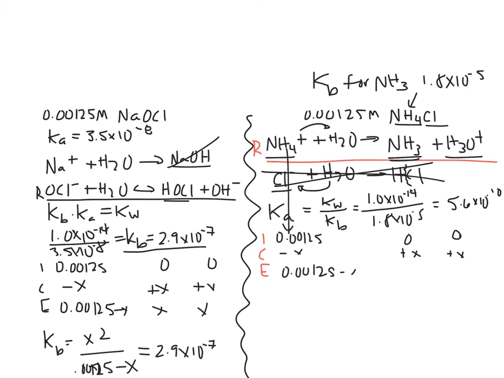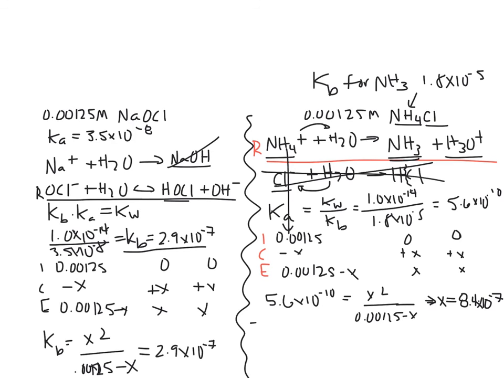So we have the same setup as before. So we should be able to set that equal to our Ka. 5.6 times 10 to the negative 10 is going to equal x squared over the quantity 0.00125 minus x. So solve for x and we get 8.4 times 10 to the negative 7. So the question is, when I solve for x, what did I actually solve for? Take a look. It's the concentration of these two things in solution. But this is going to be the species that affects pH. So I'm going to use that to find pH.